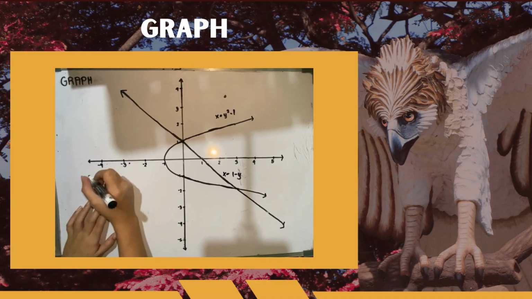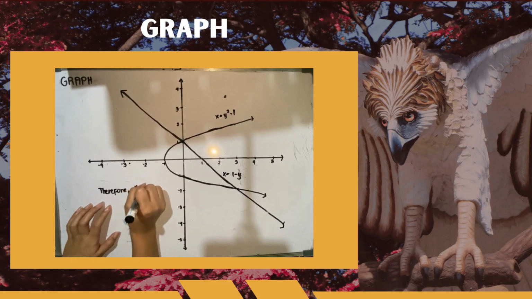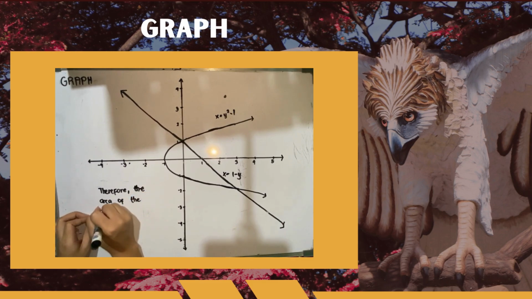So we're done with our second curve. Now let's proceed to our conclusion. Therefore, the area of the region is 9/2 square units.